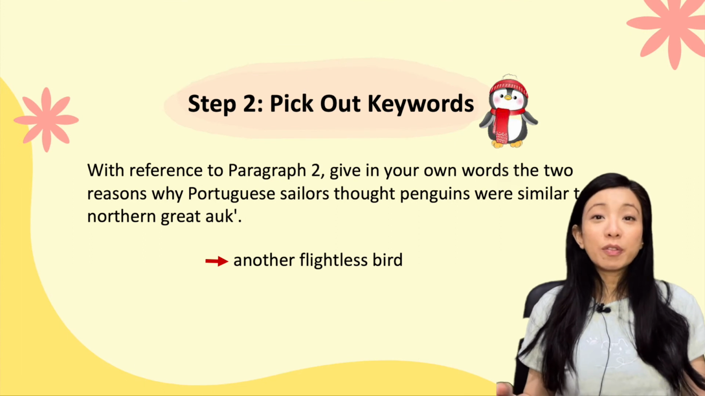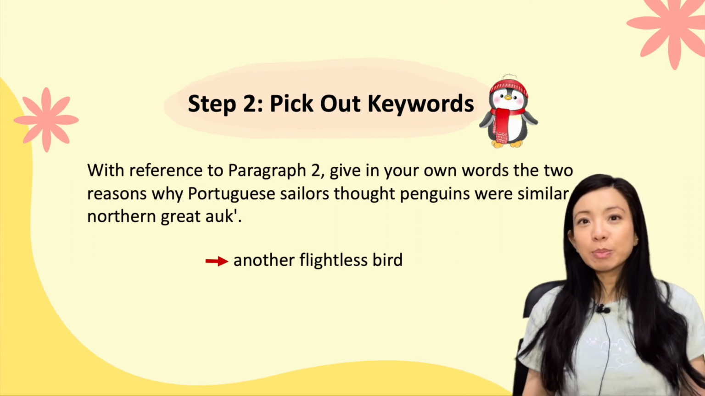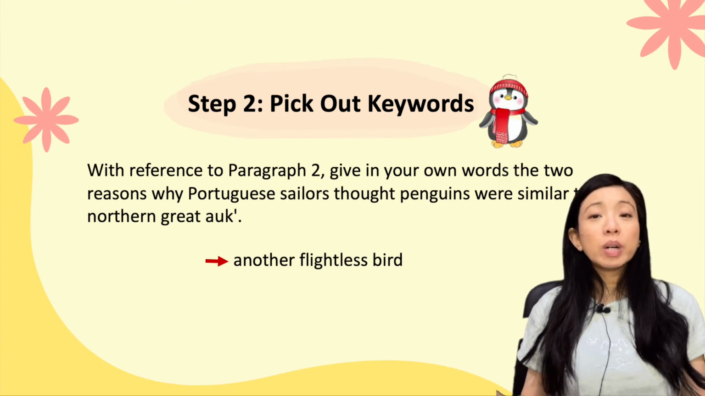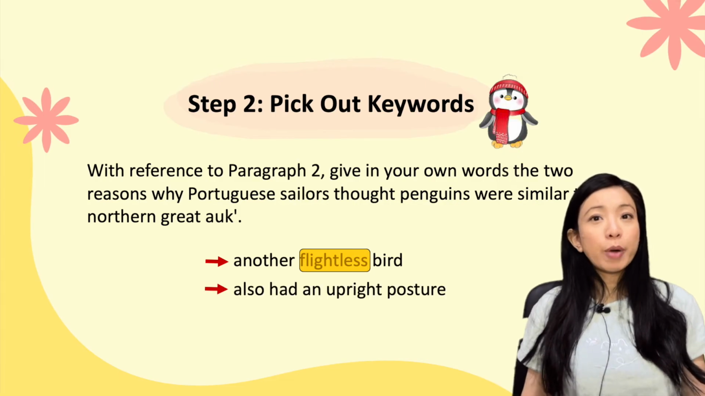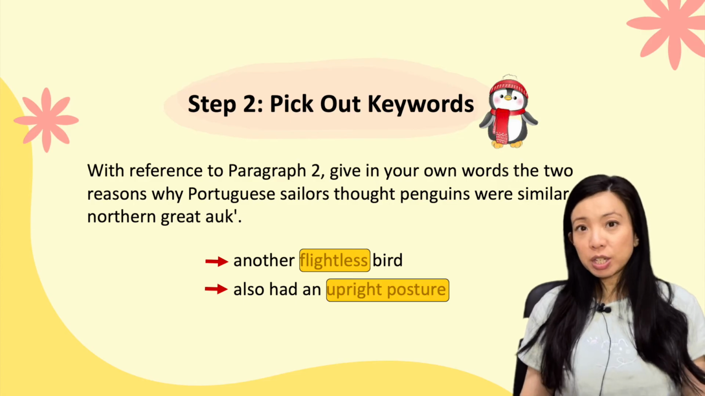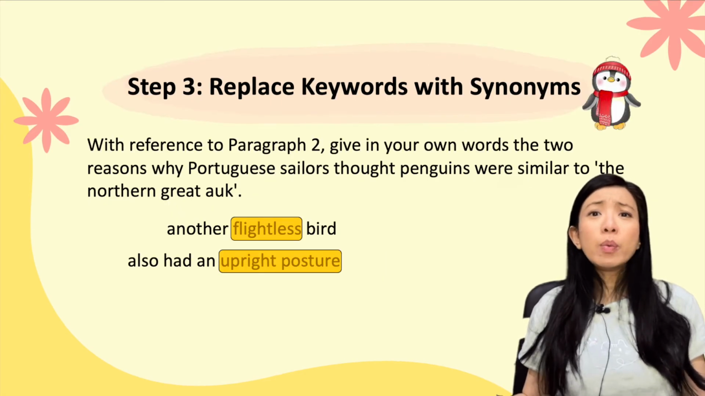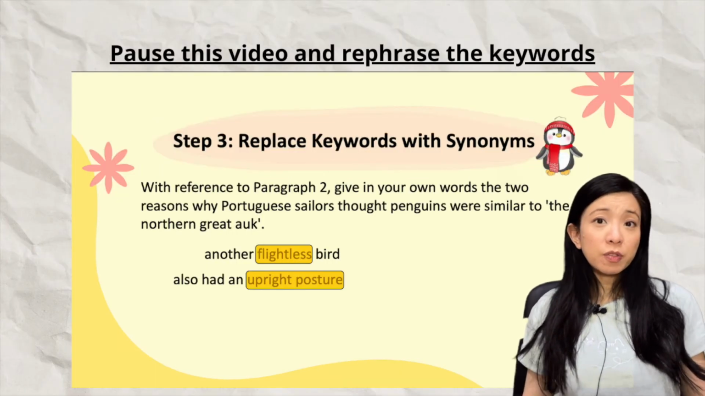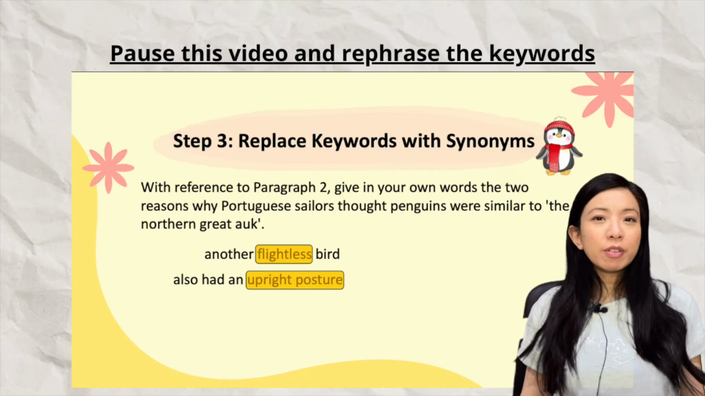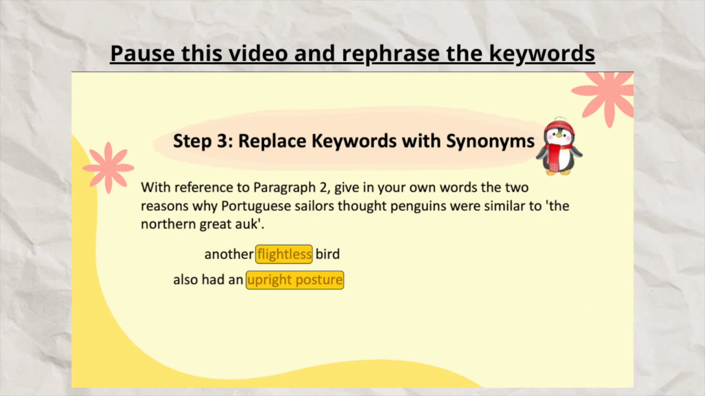Okay, so let's start off with the first one, "another flightless bird." So I've identified the word "flightless." And in the second one, "also had an upright posture," I have identified the words "upright posture." So now we can think about how we can rephrase these words. So once more, take a second to pause this video and think about how you can rephrase these keywords.